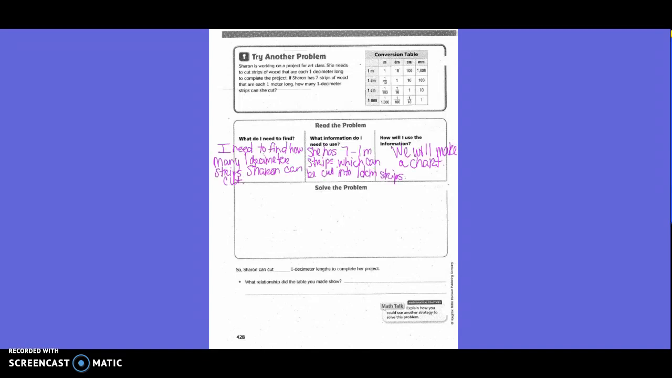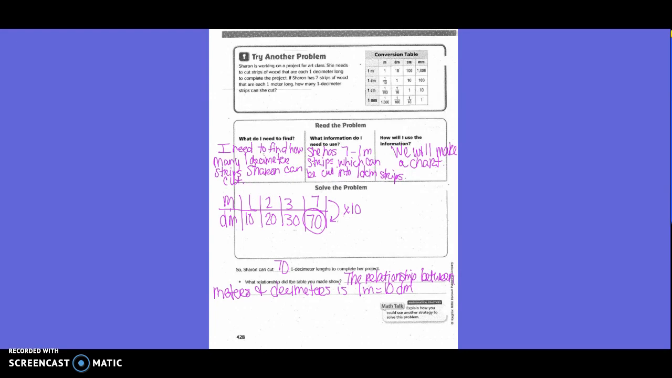What do I need to find? I need to find how many 1 decimeter strips Sharon can cut. What information do I need to use? She has 7 1-meter strips, which can be cut into 1 decimeter strips. How will I use the information? We will make a chart.